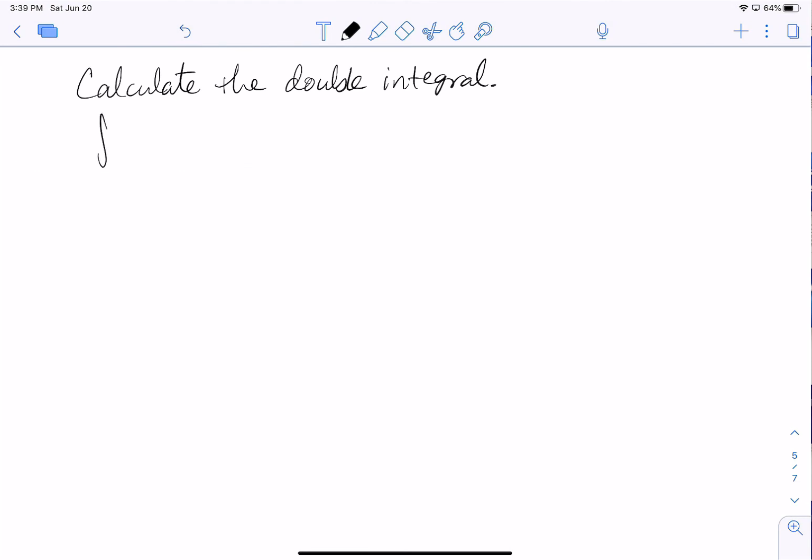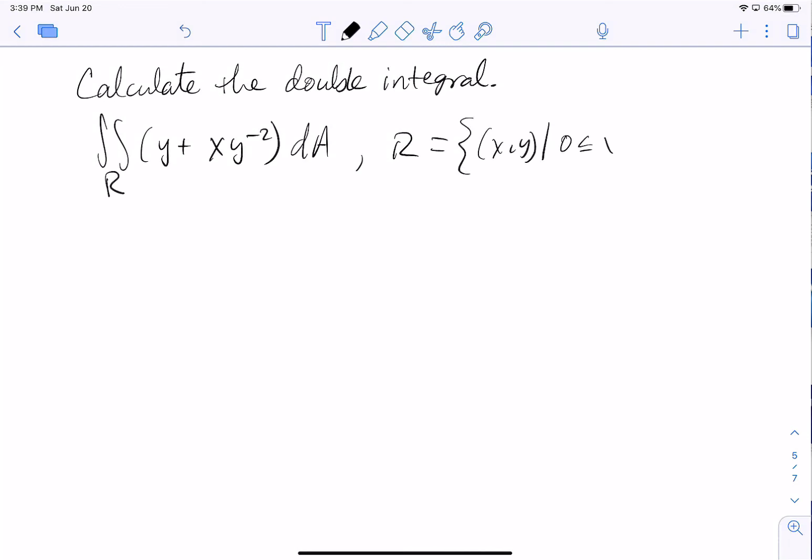Finally, we're going to look at calculating a double integral over the region R of y plus xy to the negative 2 dA, where R is equal to the set of ordered pairs xy such that x is between 0 and 2, and y is between 1 and 2. I would like for you to pause the video, come up with the answer, and come back when you're done.